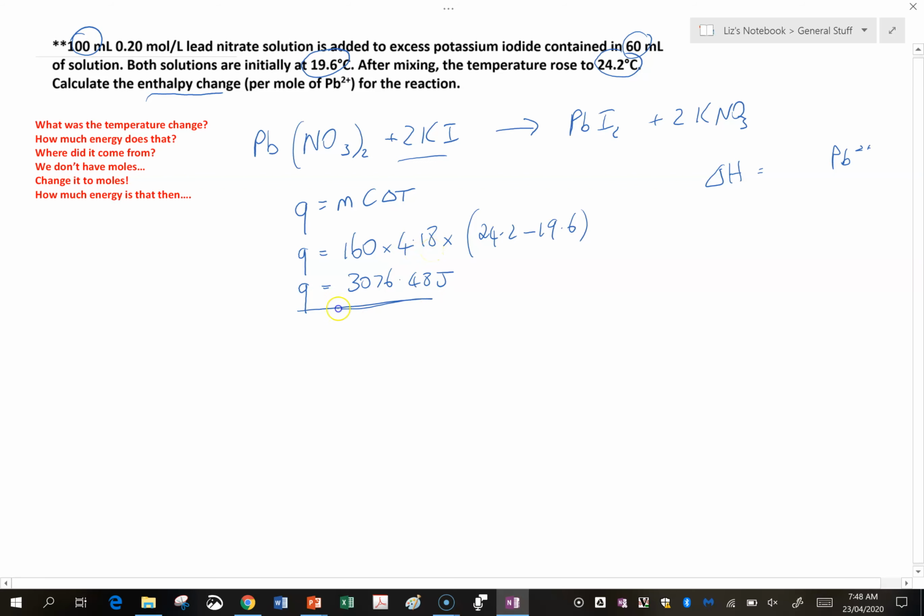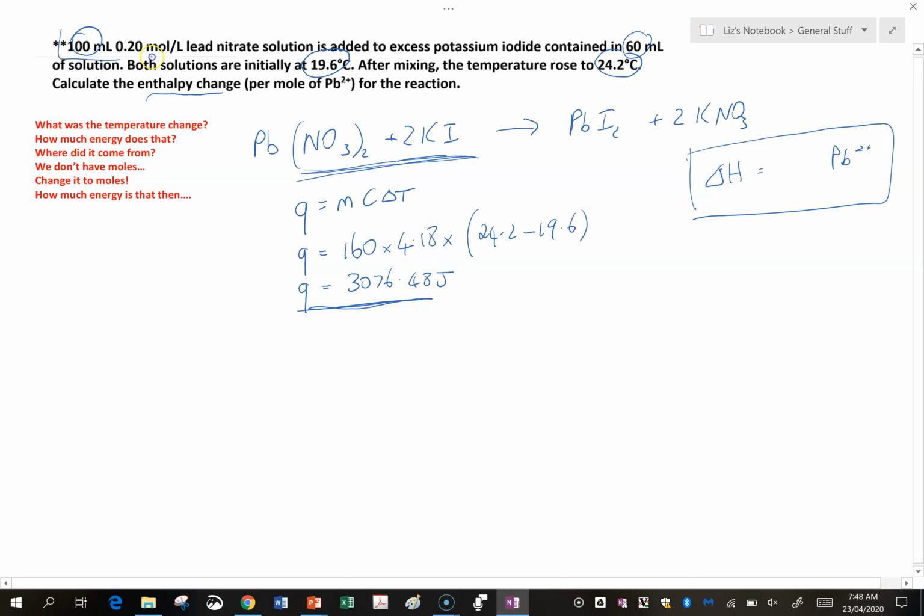Now this energy came from this reaction. We don't want to know the whole reaction, we just want the energy responsible from the lead. So we need to say this came from how much lead? How many moles of lead made this much energy?